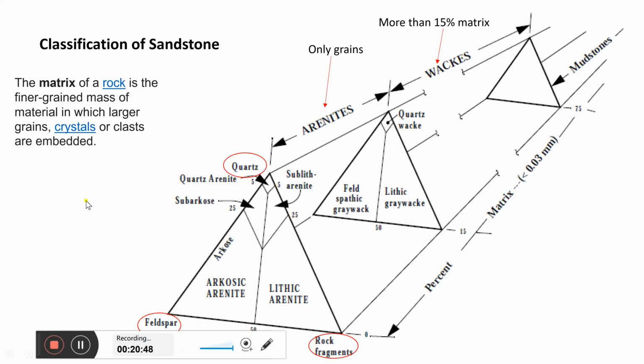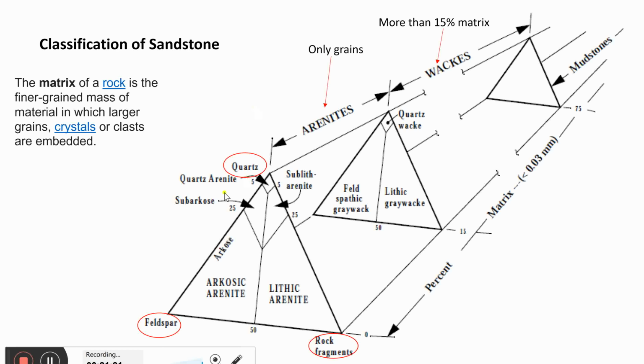Okay, next important step is classification of sandstone. The matrix of a rock is the finer grained mass of material in which larger grains, crystals, or clasts are embedded. This is just imagination, you can say. You can imagine how sandstone looks. Okay, it is very important to understand this diagram.